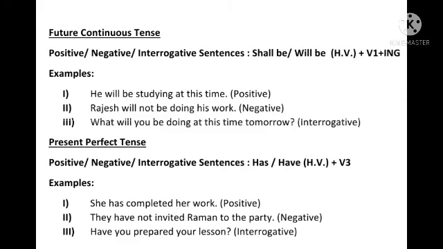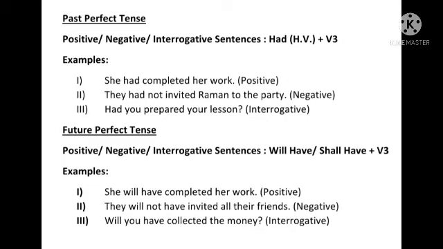Examples are: She has completed her work. They have not invited Raman to the party. Have you prepared your lesson? In past perfect tense, we use had as a helping verb and the third form of the main verb. She had completed her work. They had not invited Raman to the party. Had you prepared your lesson?